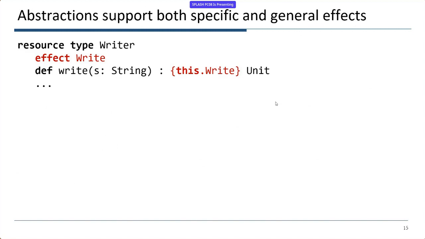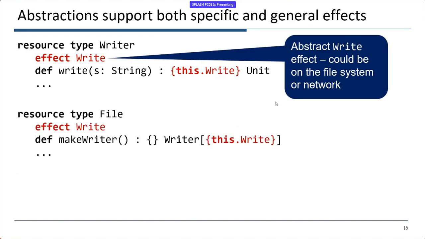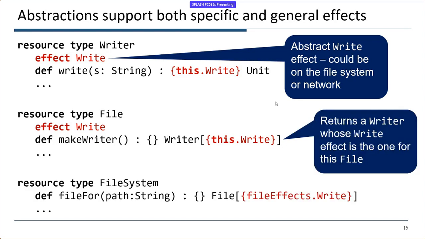So we can be very specific and say, this is the write effect of this particular writer. But we could be more general. So we can parameterize the writer with the write effect of the surrounding file. And we could even have a file system that has a default write effect. If we don't want to distinguish the effects of different files, we don't have to.